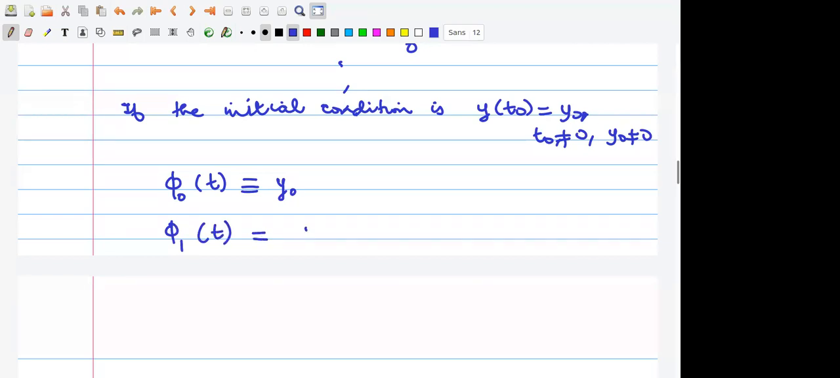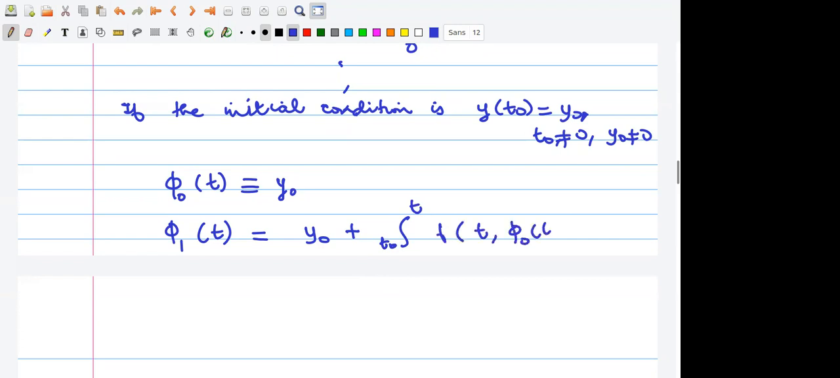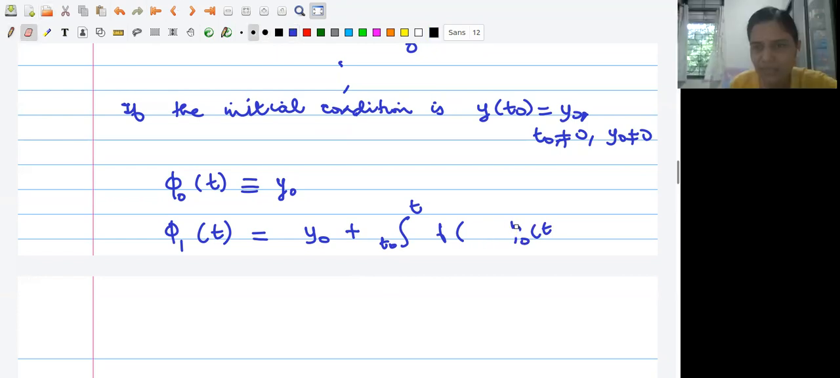Y naught plus the integral from t naught to t. Yes, you're right. So the integral from t naught to t, and I have f of s, phi naught of s, ds. Sorry, there's no t here. Yes, I'm rather sloppy here. So f of s, phi naught of s, ds. Is that correct?